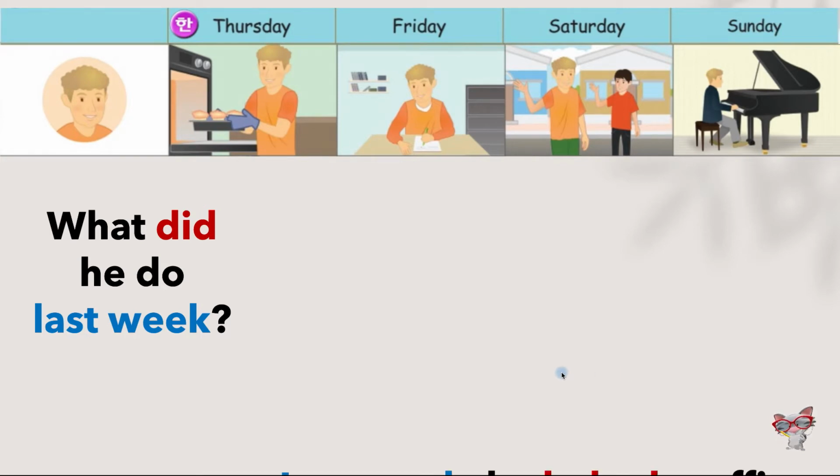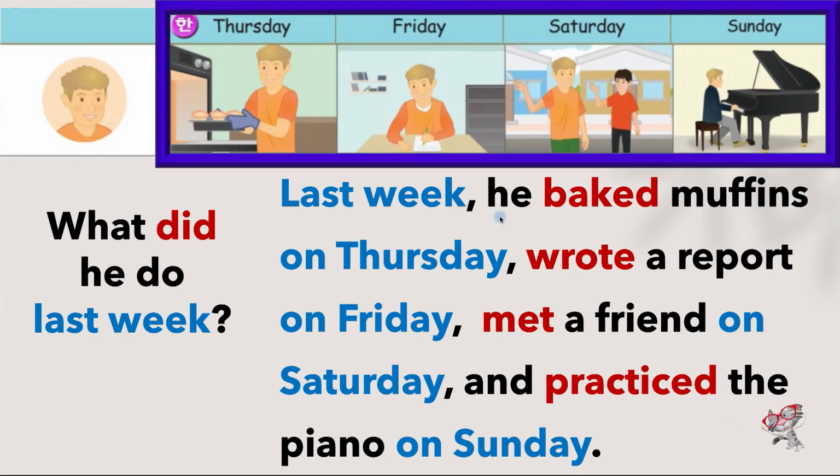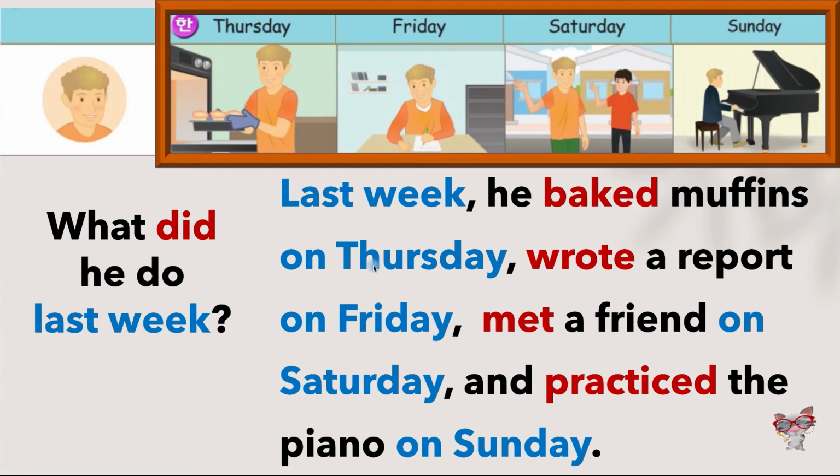So you can, for example, say, last week, he baked muffins on Thursday, wrote a report on Friday, met a friend on Saturday, and practiced the piano on Sunday. So that says everything he did last week from Thursday to Sunday. So it's a way to say everything he did last week that we know.